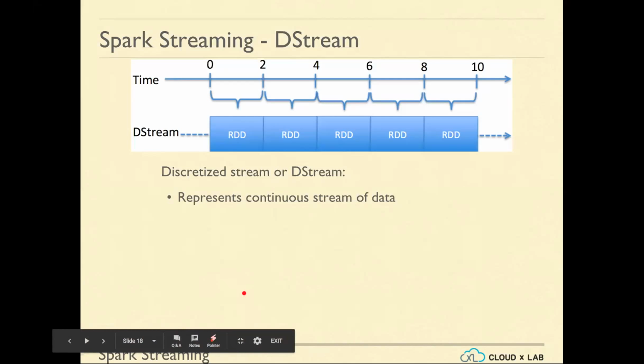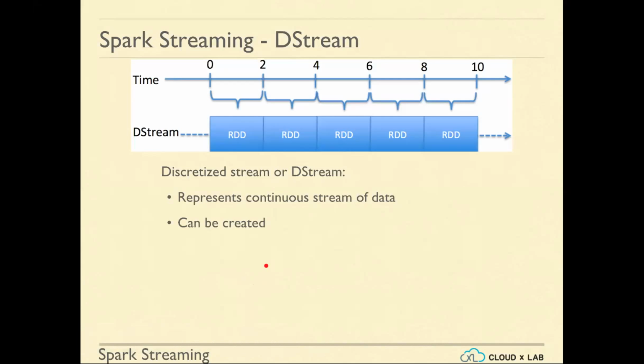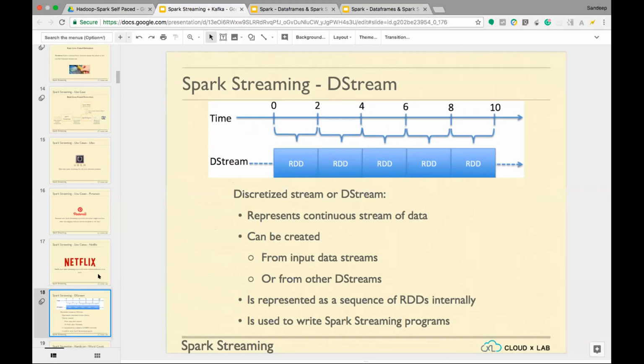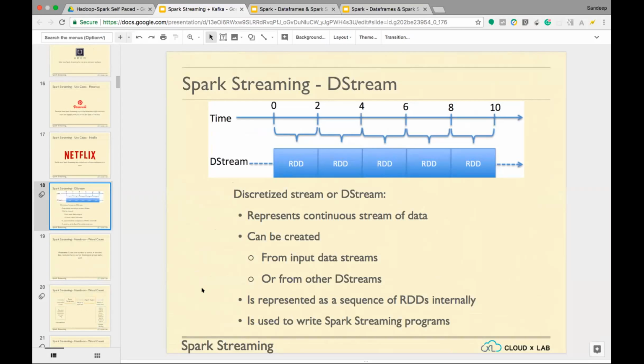So DStream represents the continuous stream of data. It can be created from input data streams, all kinds of input data streams, or from other DStreams. It is represented as a sequence of RDDs internally and is used to write Spark Streaming programs.